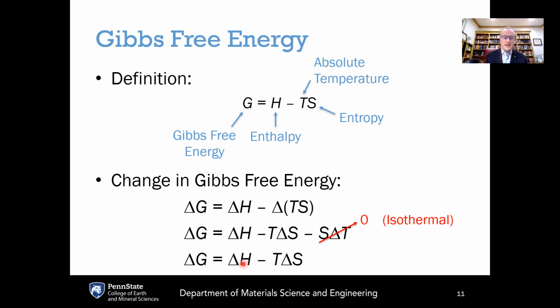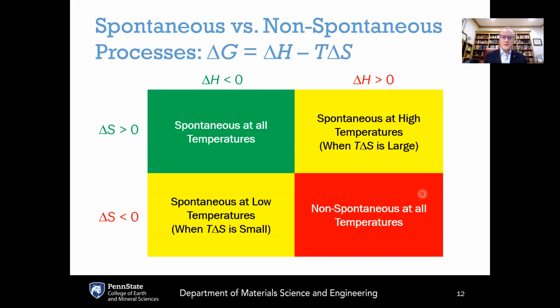Now, most of the time, we're not at absolute 0 and we're not at infinite temperature, but we're somewhere in between. And therefore, there is this balance between the enthalpy contribution and the entropy contribution that tilts towards enthalpy at lower temperatures and tilts towards entropy at higher temperatures. So the way that we can visualize this is in this 2x2 matrix here, where we consider what makes the process spontaneous versus non-spontaneous under these different conditions.